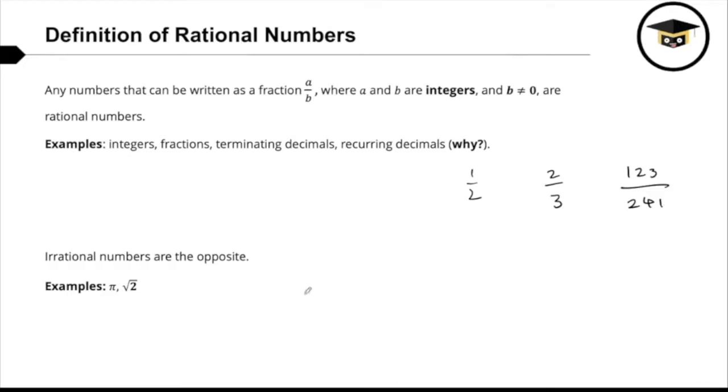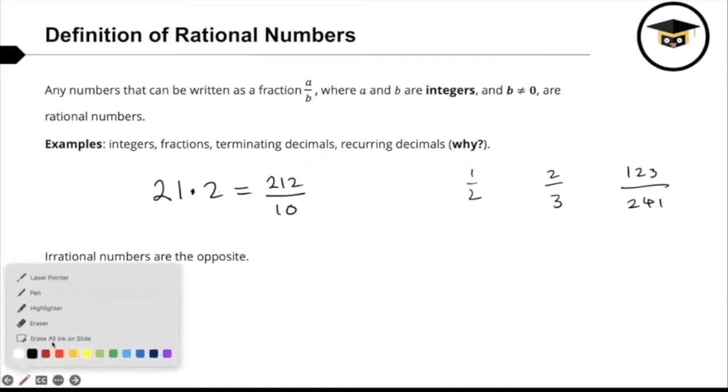Now, what about something like 21.2? You might think, well, this isn't a fraction, so it's not a rational number. But what actually happens is we can write this as a fraction. We know that 21.2 is actually the same as 212 over 10. Okay, so that just shows that even though a number might not look like it's rational, we can actually convert it into a fraction and then it can be rational.